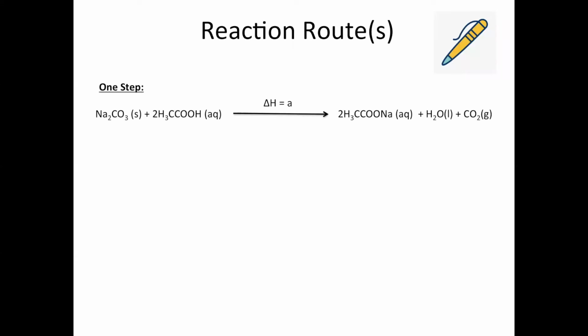So, if we take an example of a neutralization reaction between sodium carbonate and ethanoic acid. So, this is a neutralization reaction, and one way we can do it in 1 step is by adding the solid sodium carbonate into the ethanoic acid and neutralizing it that way. Okay, so we're going to call that experiment A.